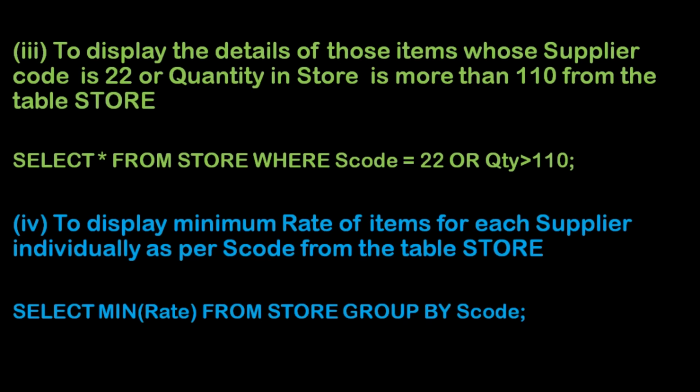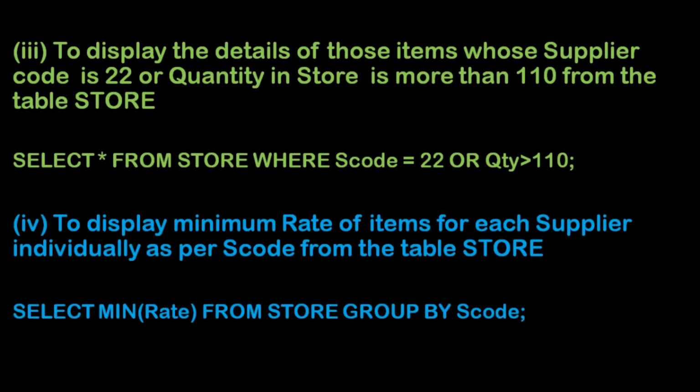Okay. Then select min rate. Min is a function which will find the minimum value from the column rate. From store, only one table we are using. Group by S code. So based on the S code, we are grouping the content, and in that particular S code we find which is having the minimum value. So we'll be writing S code 21 separately for 21, which is minimum, like that we'll be taking.